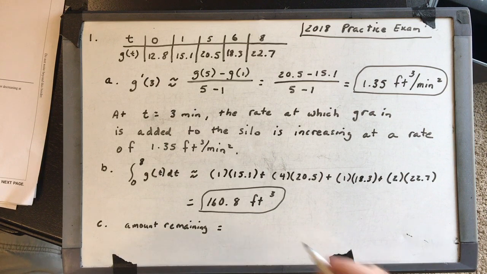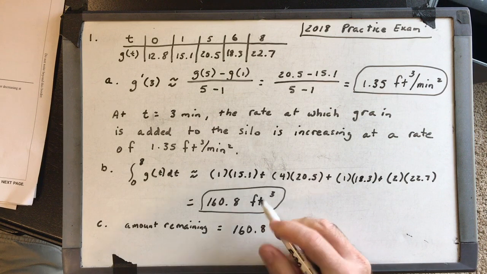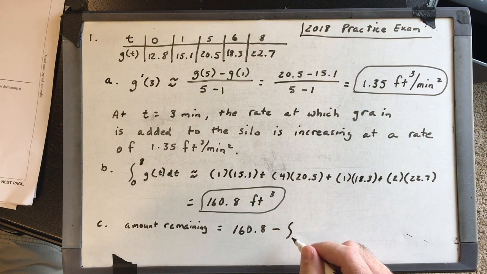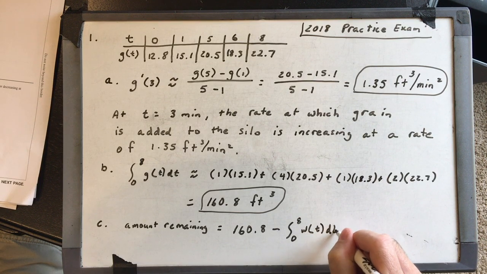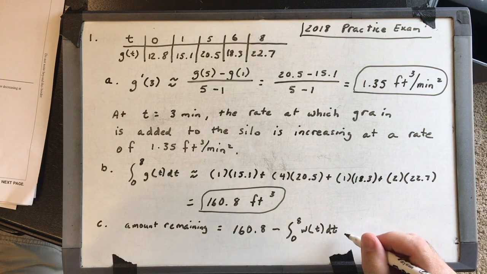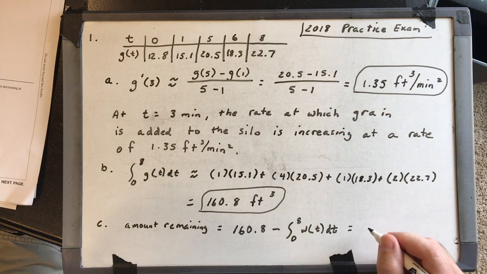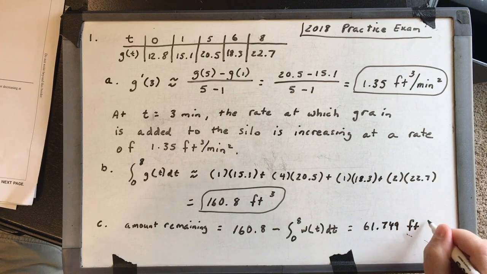So the amount remaining is going to be that 160.8, which is the amount that was added from part B, minus the amount that spoils. You would integrate from 0 to 8 of W of T dt. And of course, this would be a calculator problem on the real test. So that answer is 90 something. So the amount ends up being 61.749 cubic feet.